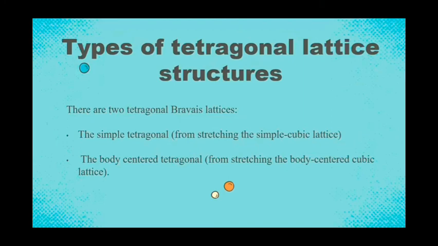Types of tetragonal lattice structures. There are basically 2 types of tetragonal systems. The first one is the simple tetragonal cell, or the primitive tetragonal cell. And the second one is the body-centered tetragonal cell.